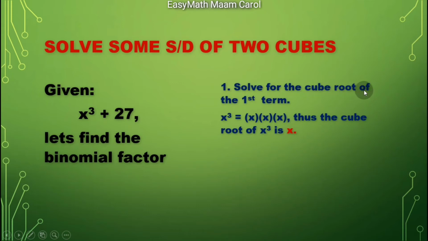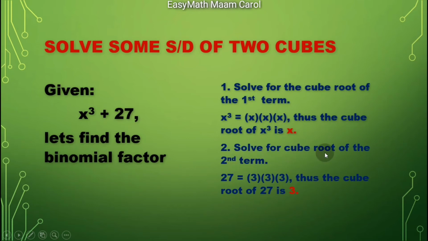To solve for the cube root of the first term, hanapin natin yung ibig sabihin ng cube root ay yung mga numbers na pag minultiply mo sa sarili niya 3 times, lalabas yung first term natin. The cube root of x cube is x. Okay? Simply because if you multiply x by x by x, the answer is x cube. Therefore, the cube root of x cube is x. So, tatandaan yung x na to.